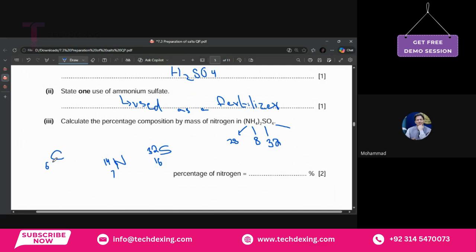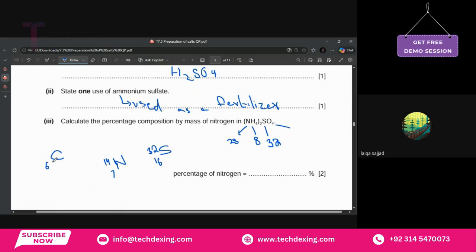Do you remember? Are you hearing this term for the first time? I don't think so. How is it possible that you don't know what the mass number is? Atomic mass or mass number? The relative atomic mass. Yes.